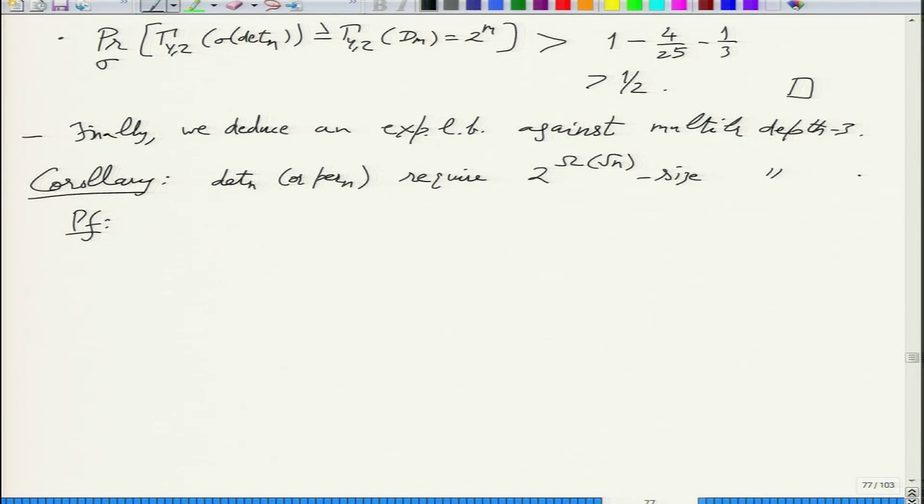So for permanent, what you know is multilinear depth 3 of size 2 raised to n, and for determinant I cannot even think below n factorial, which is n to the n. So we don't really have such constructions. This most probably is not optimal, but still it's a strong lower bound.